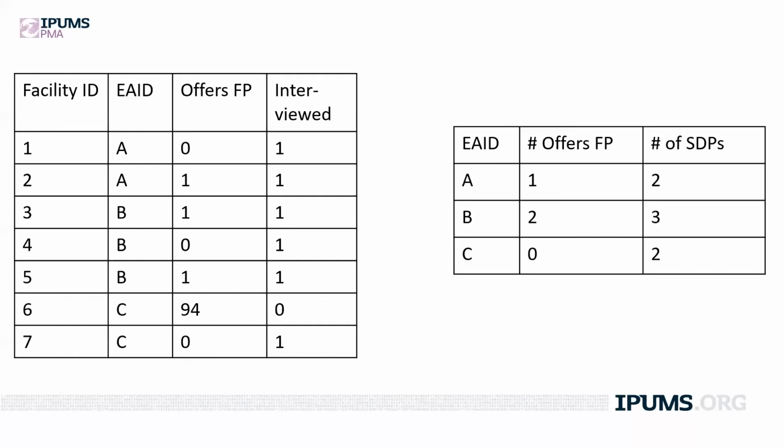The way I'll be using the Stata collapse command is because I just want 1 observation per EA. And I'm going to calculate that in EA A, there are 2 SDPs, but only one of them offers family planning. In B, there are 3 facilities, and only 2 of them offer family planning. And in C, we know that there are 2, but we don't actually know if either of them offers family planning, but I'm going to count that as a 0, just because we don't have that data.